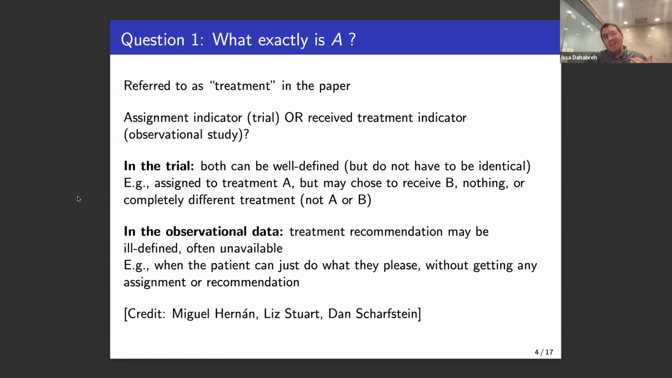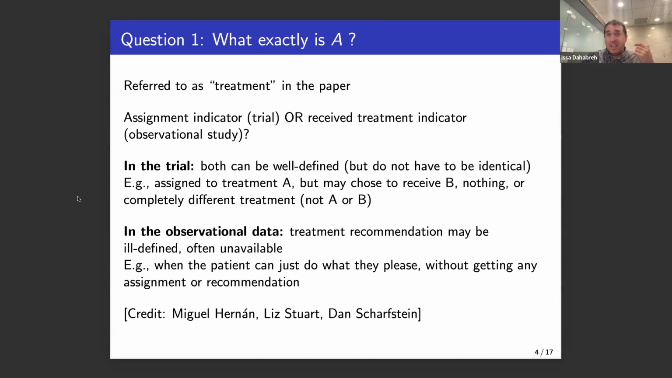non-obvious problem. In the trial, you can conceive of situations where what is assigned and what is received for a point treatment are both well-defined, and they don't have to be the same. There can be non-adherence. I'm going to return to non-adherence near the end. So people can take the first treatment, the other treatment, they can take nothing, they can take something that's not in the trial. And so one needs to pick: am I using the assignment indicator or the observed treatment?